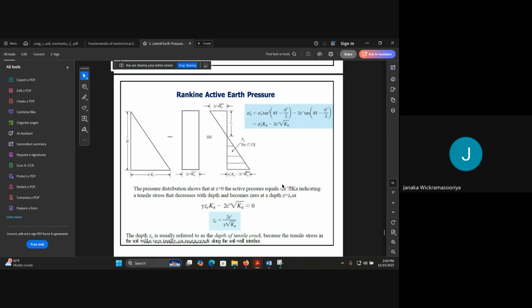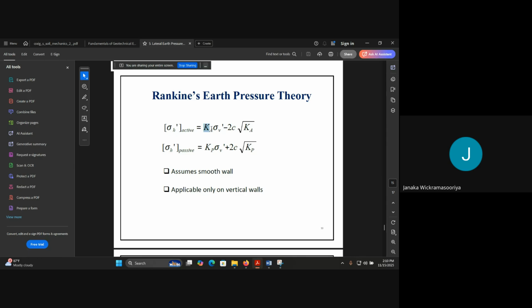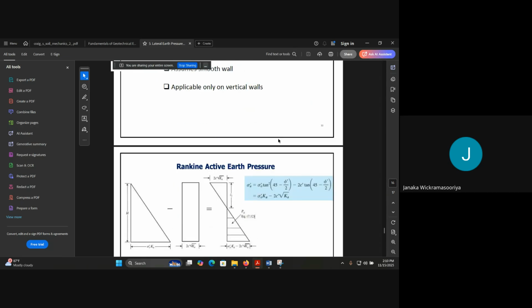Then we have something called the depth of tensile crack. Now, what happens here is when this sigma dash is zero at this top point. Before that, I will explain these two. When you represent these two parts, you can draw this one and this one separately.